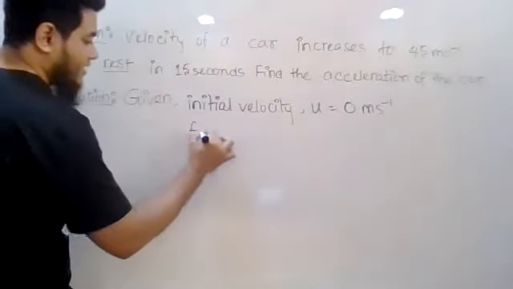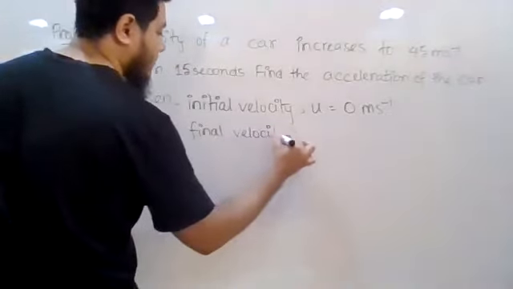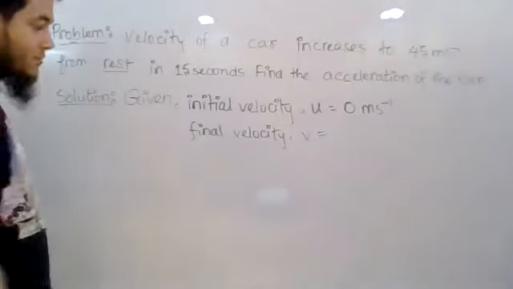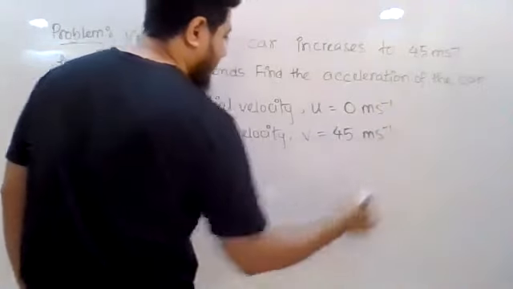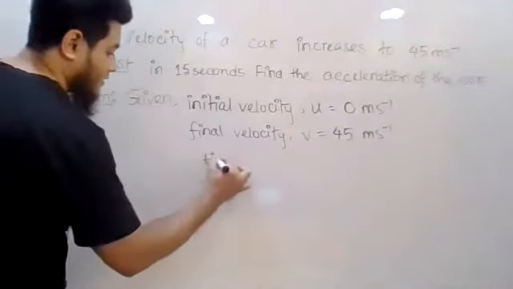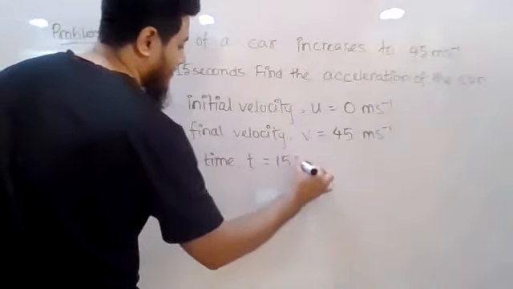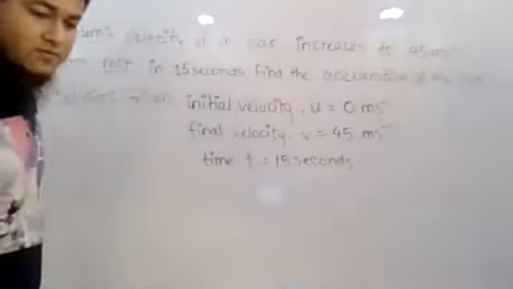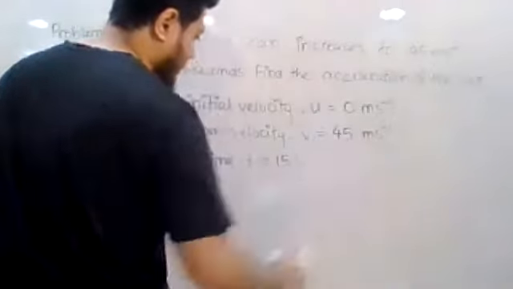And the final velocity is also given, that is represented by v, and it is 45 meter per second, and time, t, is given 15 seconds. You may write only 15s, that represents seconds. So no problem, 15s.